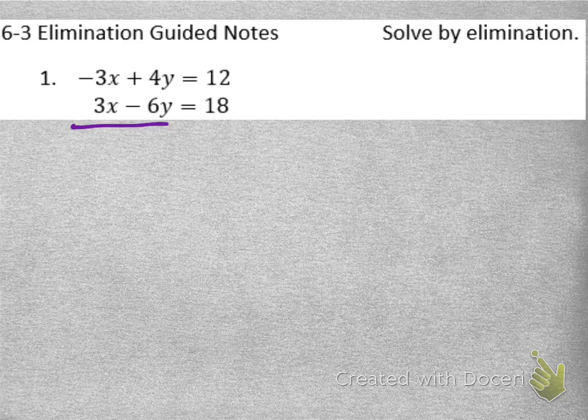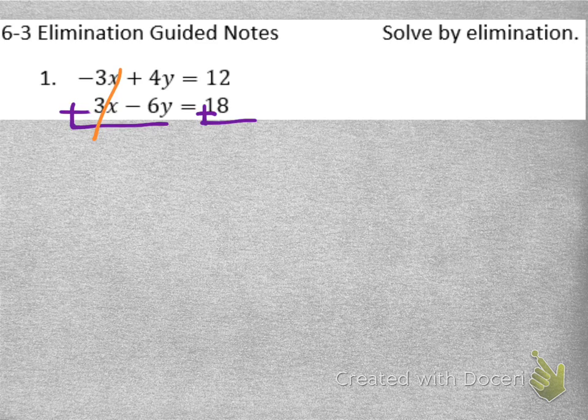Okay, so the basic idea is that you can add things that have the same value. So here, 3x minus 6y has the same value as 18. So we're going to add 3x minus 6y to the left side of the first equation, and then 18 to the right side, because they have the same value. Now 3x and negative 3x is 0. It's eliminated. We don't have to write it. Some teachers may cross it out like that.